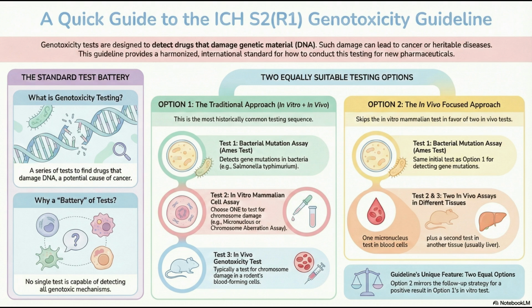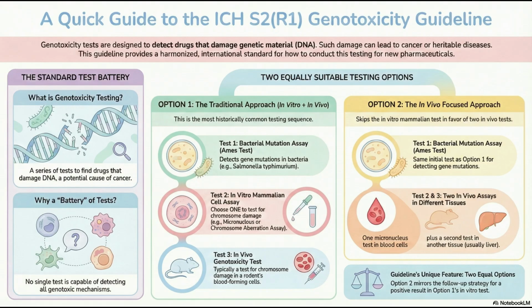If we get a negative result there, how do we know that negative result is trustworthy? This is perhaps the single most important concept in the whole guideline. Okay. The value of a negative in vivo result is directly tied to the demonstration of adequate exposure of the target tissue. A negative result is meaningless if the drug never effectively reached the bone marrow or the liver cells.